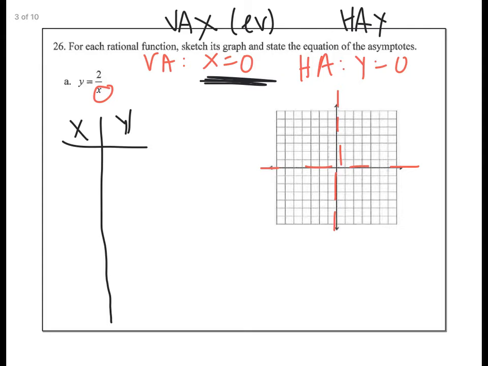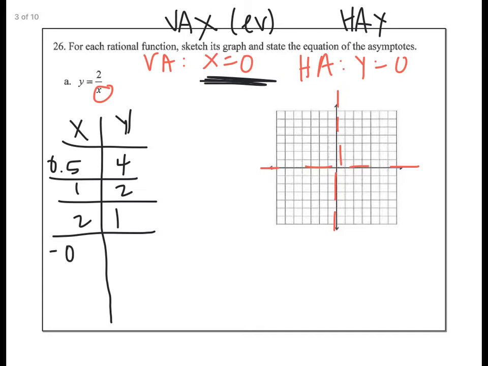I like to pick x values that work out nicely. So for example, I picked 0.5, 1, and 2. And when I plugged in 0.5, I got 4. When I plugged in 1, I got 2. And when I plugged in 2, I got 1. So I have 3 points to the right of my vertical asymptote, and now I'm going to do the left side. So I did negative 0.5, negative 1, and negative 2. Then I got negative 4, negative 2, and negative 1.